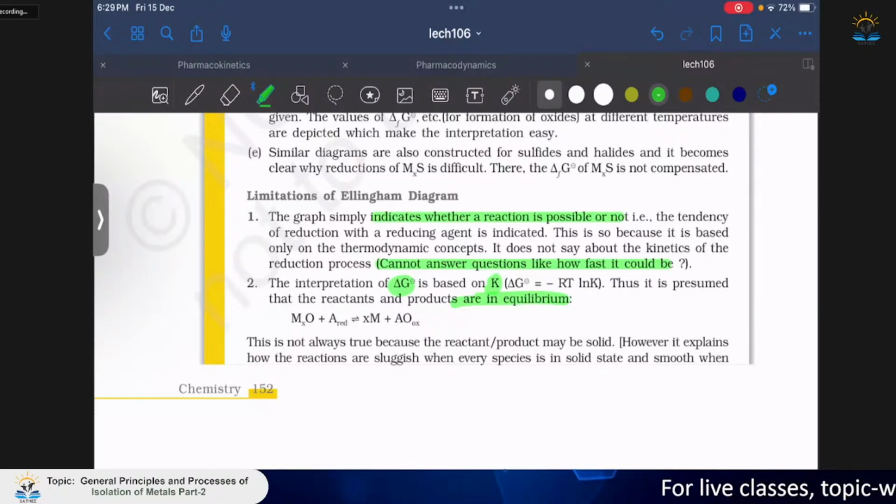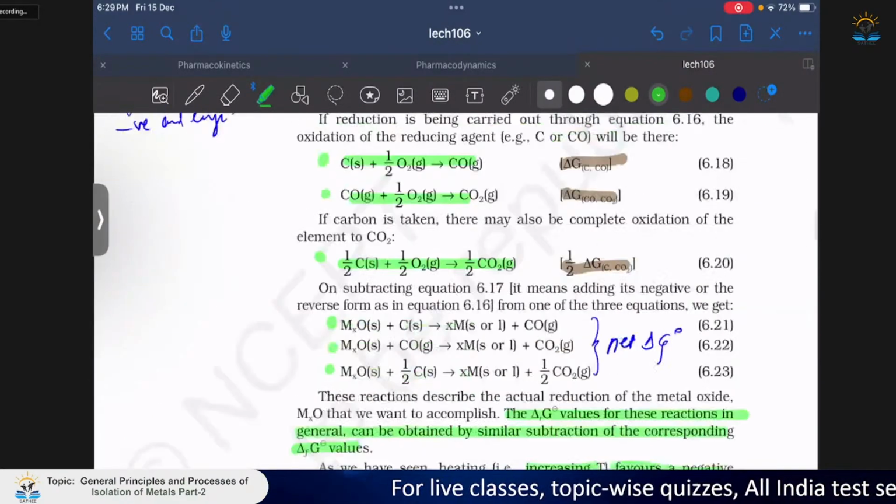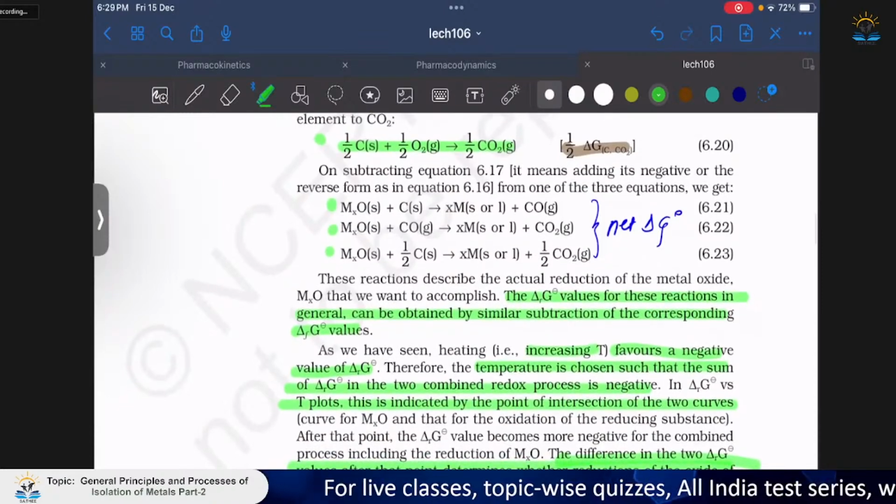So it presumes that they are in equilibrium and that is a wrong presumption. This is not always true because the reactants and products may be solid. Okay, so these are the two limitations. Let us move on.